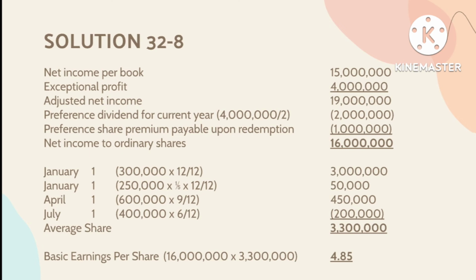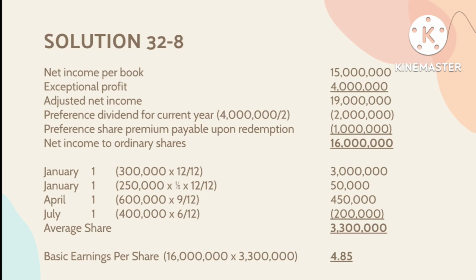Then on April 1, 600,000 shares were issued. 600,000 times 9 over 12 is equal to 450,000. Then on July 1, purchase of own shares, 400,000. So yung 400,000 times 6 over 12 is equal to 200,000.